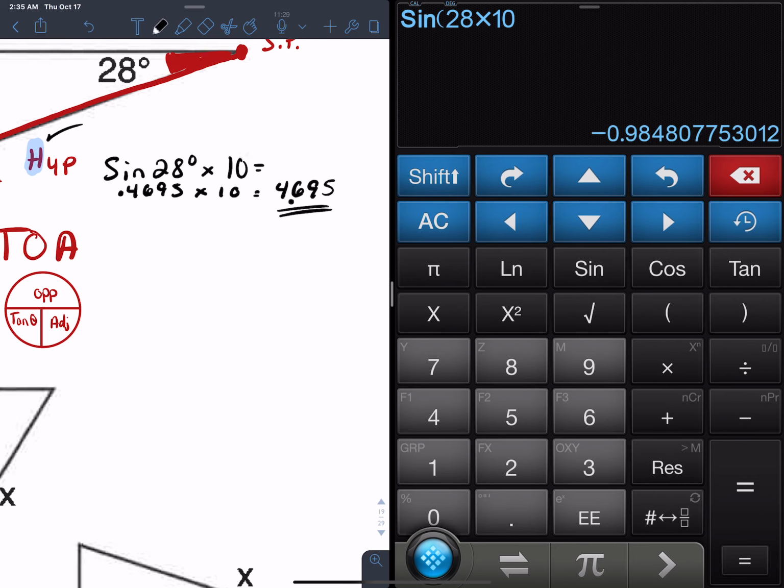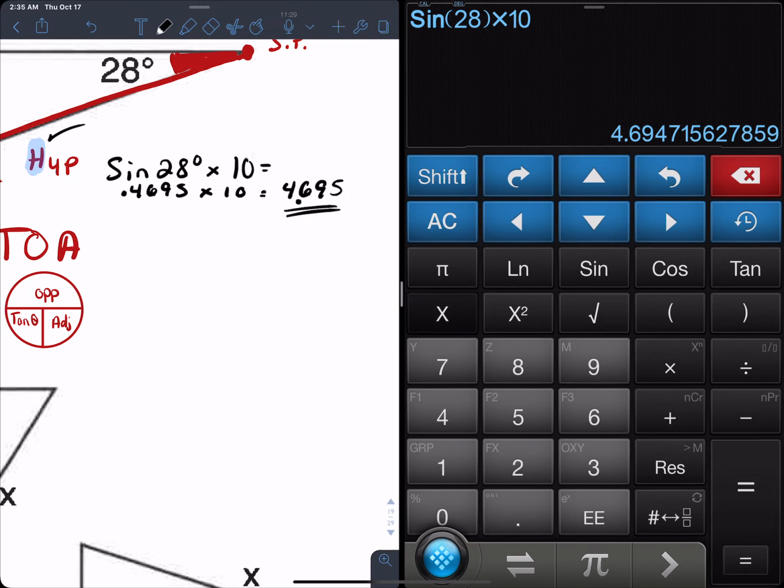When we forget to close that parentheses, what the calculator is looking at right now is not sine 28 times 10. It's looking for sine of angle 280. You've got to close that parentheses. So we're going to go sine 28, close that parentheses, times 10, and sure enough, we end up with the exact same answer. That's what it should be.